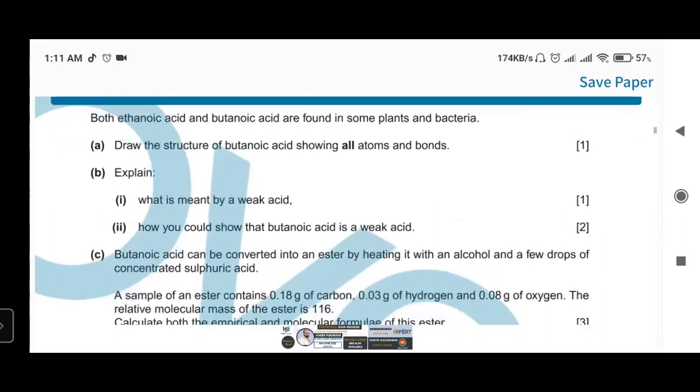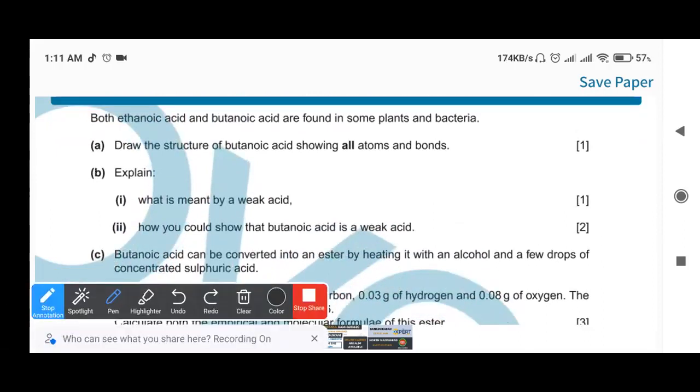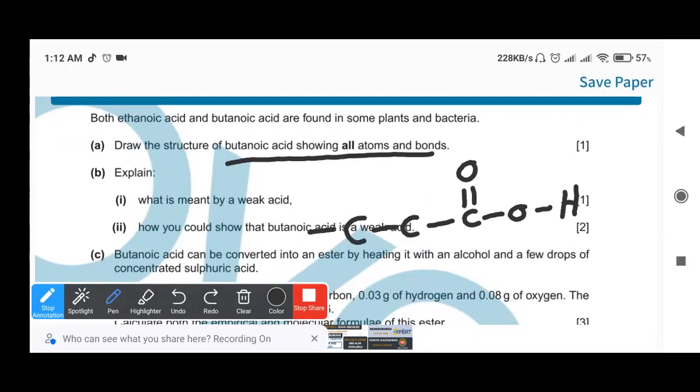Okay. Now draw the structure of butanoic acid. So first of all, let's draw COOH. So we have one carbon atom here. We need 3 more carbon atoms. Okay, so here 4 carbon atoms, that is butanoic acid. Now let's fill the other bonds with hydrogen atoms. We must show the OH part carefully. This is very important.